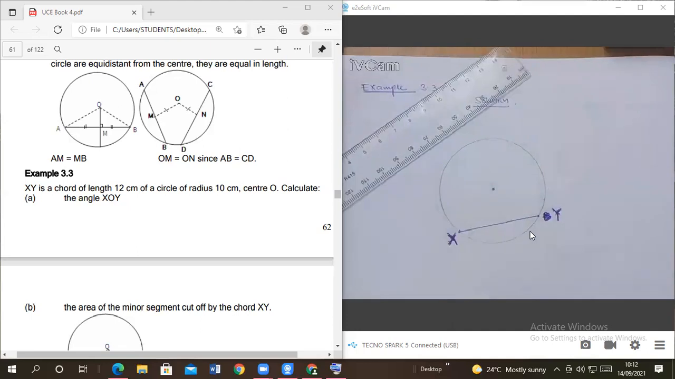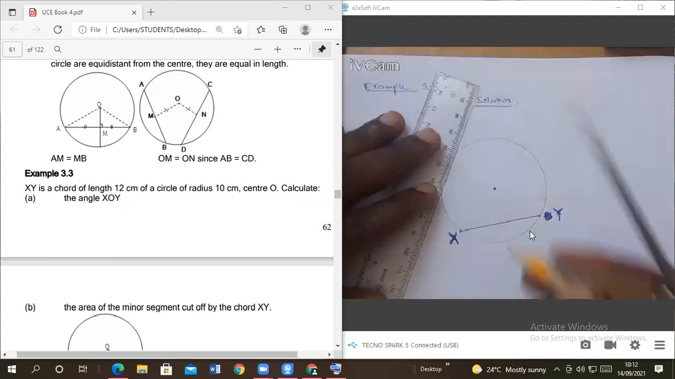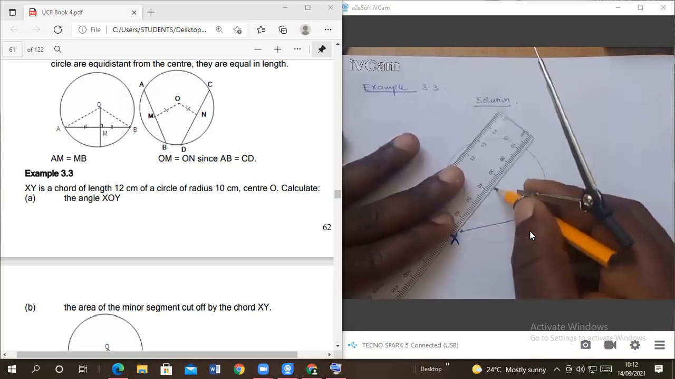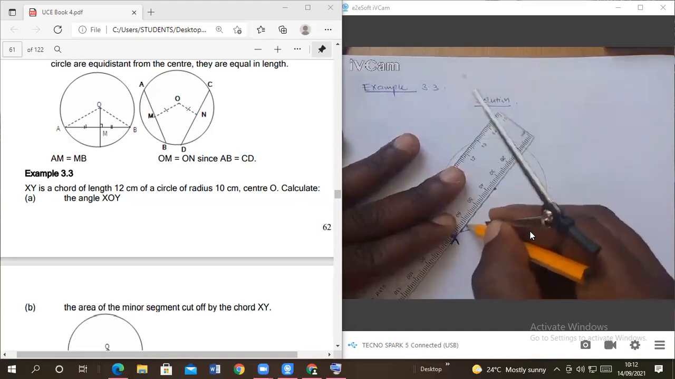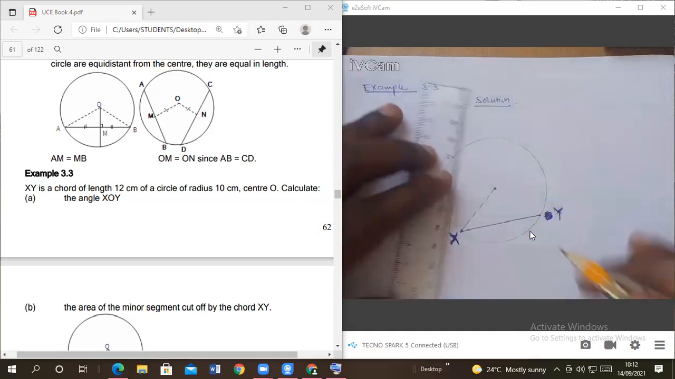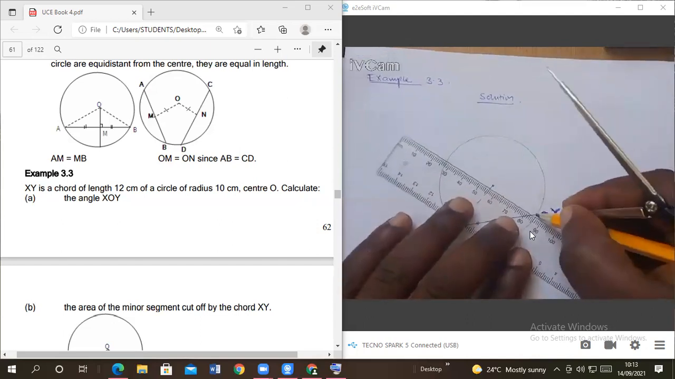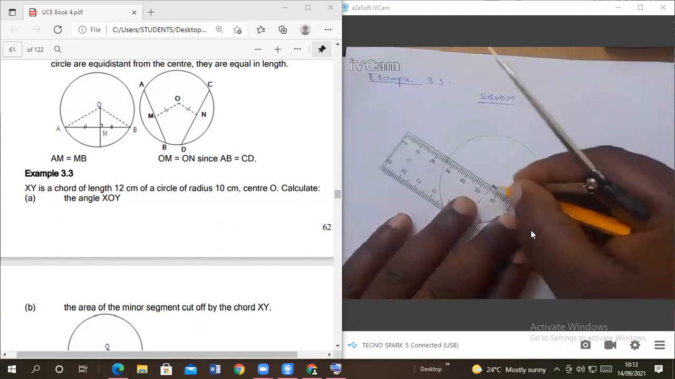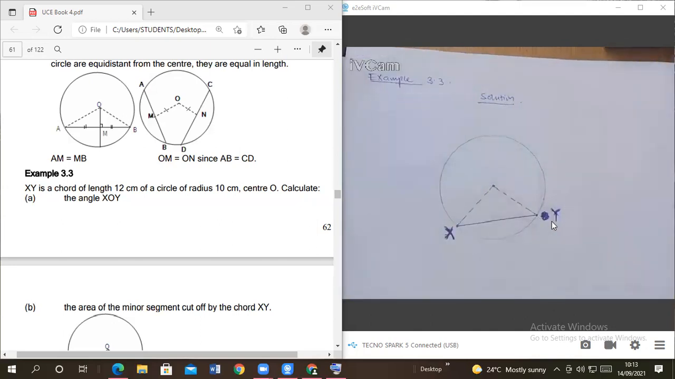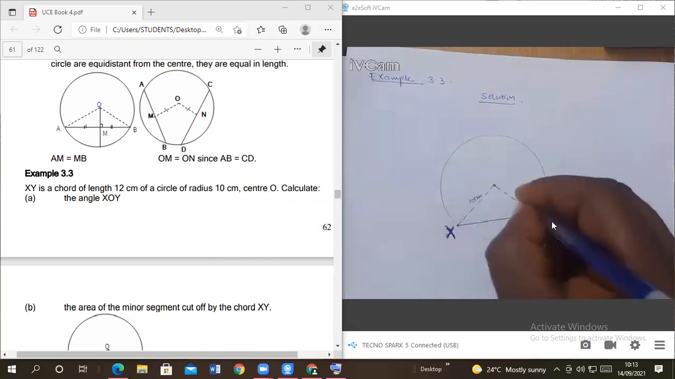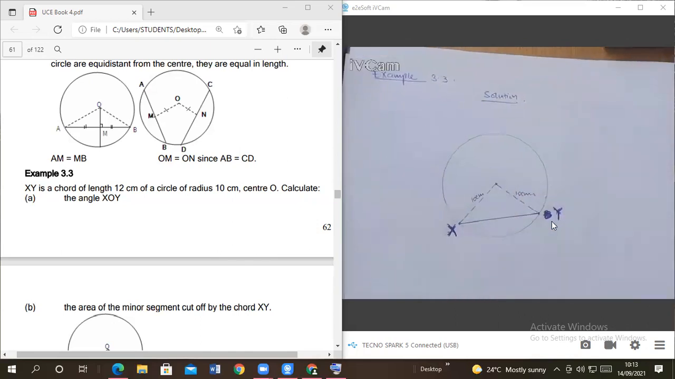Now we know that the radius is 10 centimeters. So I'll come and draw the radius. From the center to point X, I have the radius there. I make it in dotted lines. So that is my radius, 10 centimeters, and another radius here. So I have 10 centimeters here, and I also have 10 centimeters here. That is it.